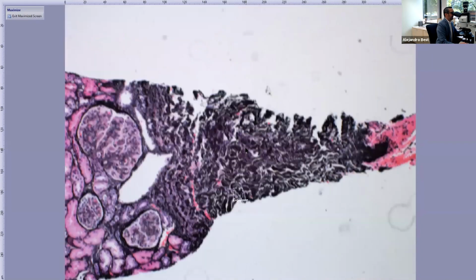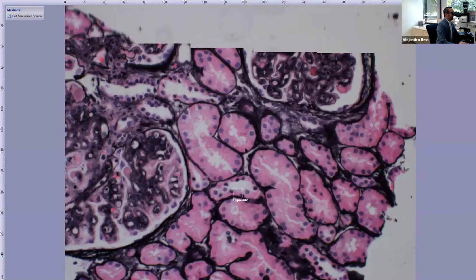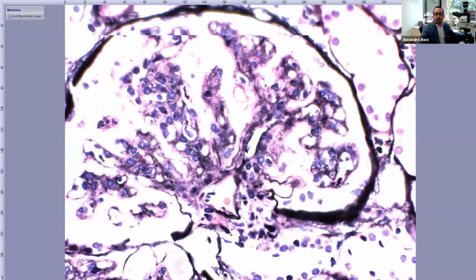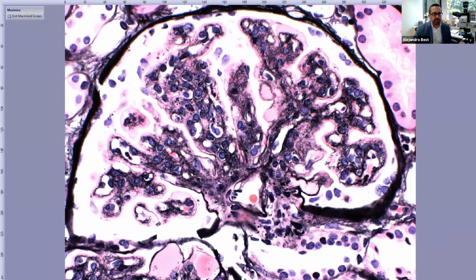So I hope I made the point clear that this is an MPGN pattern of injury, but the Jones stain really helps you to identify the deposits. MPGN, although usually has deposits, does not always have deposits. You can have pauci-immune forms of MPGN. But here you see all this pink material. Those are deposits in the capillary loops.